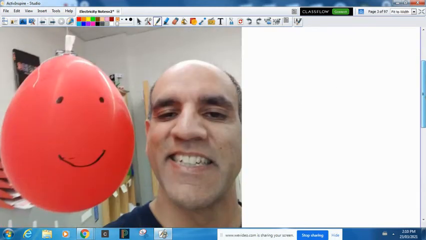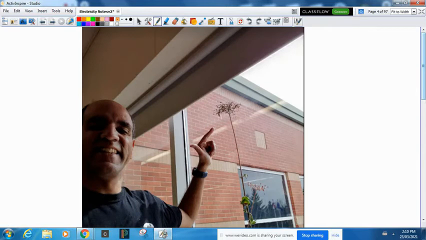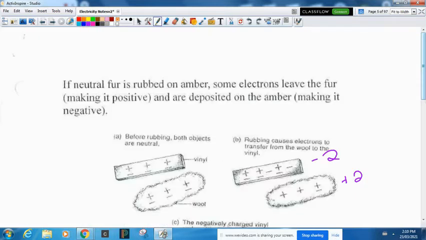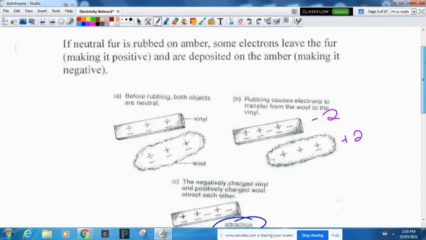And there's a picture of me and my balloon friend. That's a picture of me and a plant. These are pictures from when we were totally shut down during COVID last March. And I took a picture daily to let the kids know I was actually still around.